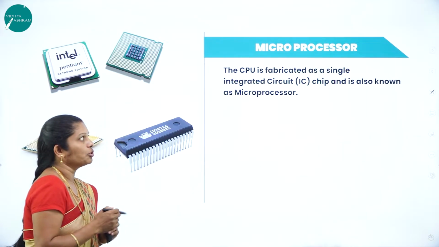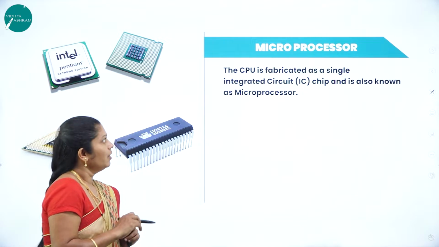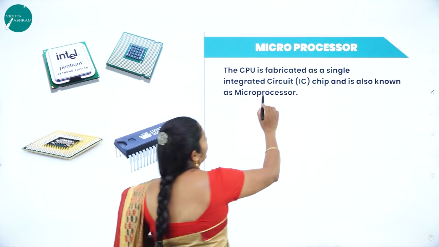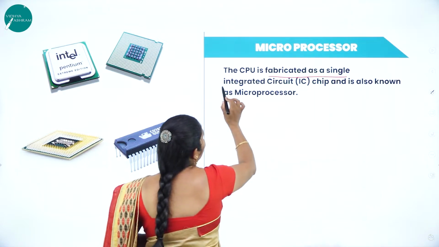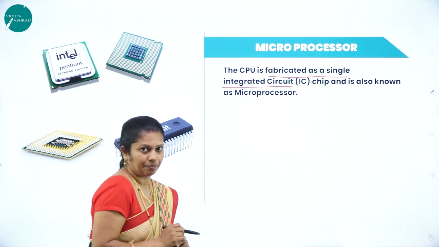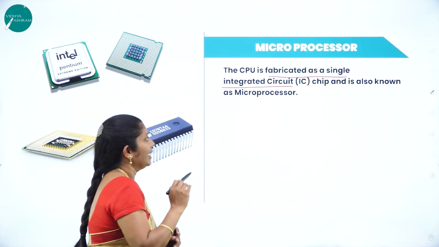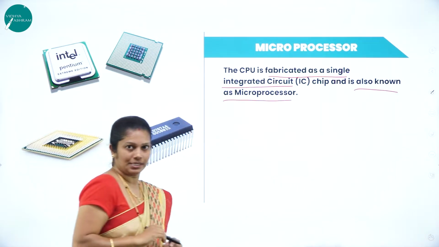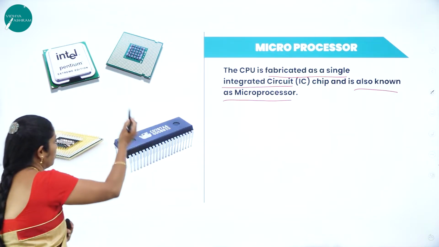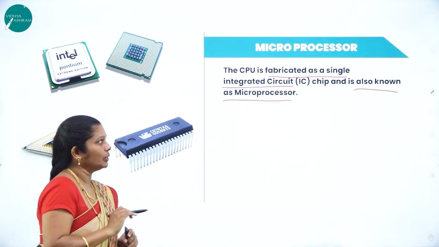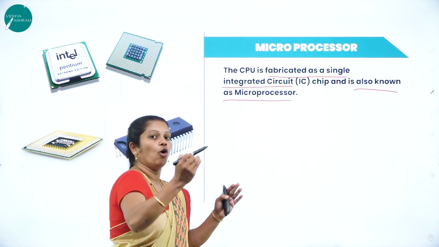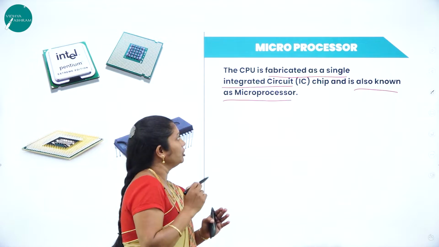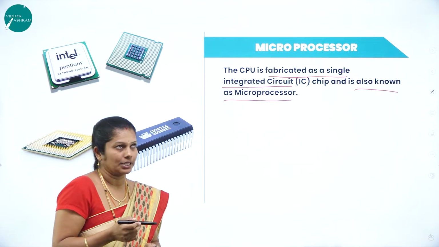Next, we will discuss the microprocessor. In a microprocessor, the CPU is fabricated as a single integrated circuit chip, and it is also known as a microprocessor. If you observe this diagram, you will see that it is an integrated chip. All are integrated, all are connected together.